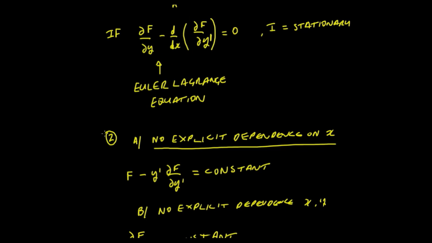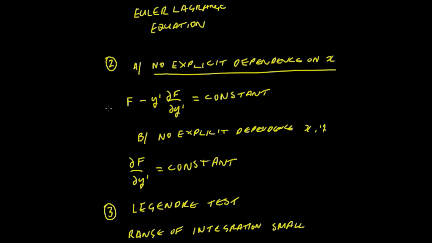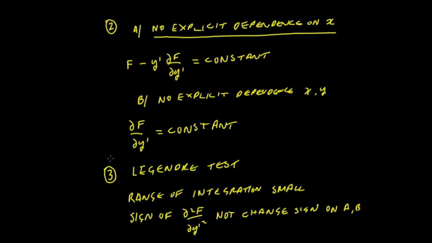We then looked at ways of simplifying the Euler-Lagrange equation, and we were able to say that if there's no explicit dependence on x, then the Euler-Lagrange can be simplified to f minus y derivative times partial f by partial y derivative equals a constant. And if there's no explicit dependence on x or y, then we can say that partial f by partial y derivative equals a constant.